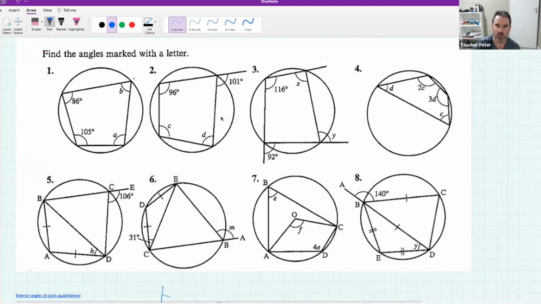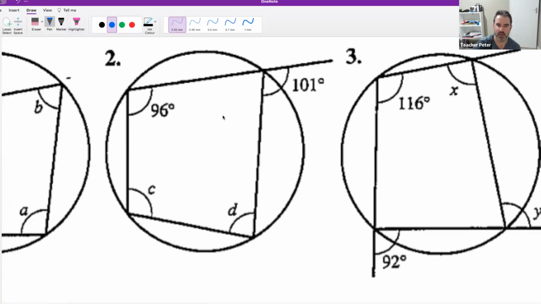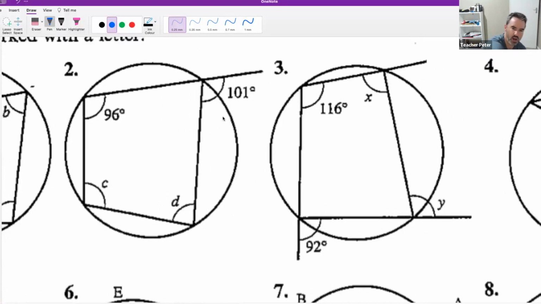Let us go and have a look at question number 2 and 3. So I want you to find me the size of angle C and the size of angle D. And then in question 3, I want you to find me the size of angle X and the size of angle Y.